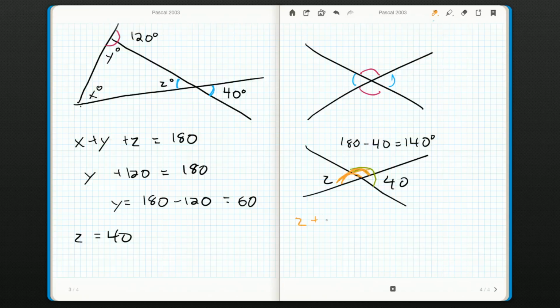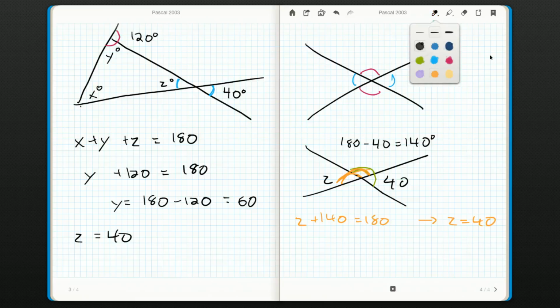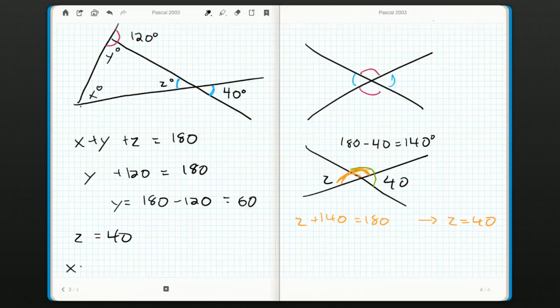So z plus 140 is equal to 180. And we rearrange, we can get that z is equal to 180 minus 140, but that's 40. So either way, we can work out z, whether or not we remember this result, and if you didn't know it, now you do, or whether or not we just work it out using lines being 180 degrees. Either way, we can rearrange that first equation and say that x is 180 minus y minus z, but I know what y and z are.